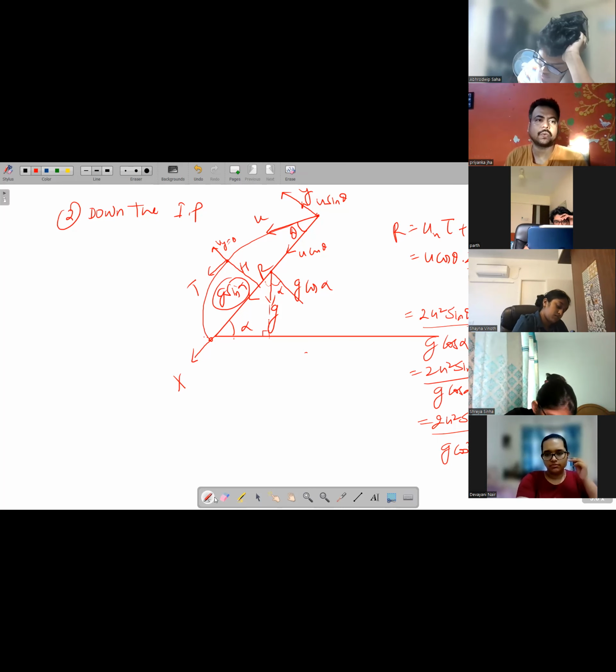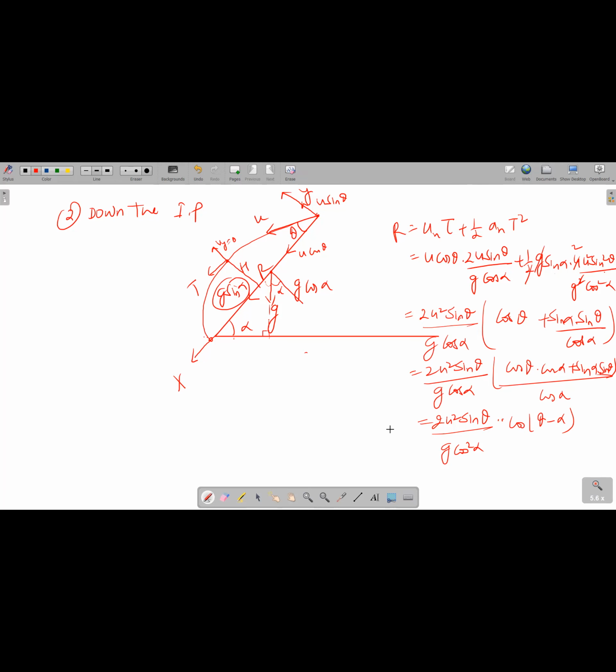Yes, sir. Okay, now again, see, we have the range like this. So this is again going to be a function of theta, right? Theta is going to be a variable here. So again, we'll differentiate it. dR by d theta. So the constant term will come out: 2u squared upon g cos squared alpha, and d theta of sin theta into cos of theta minus alpha. So this is constant. Let it be like that.